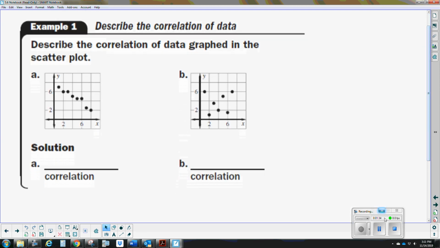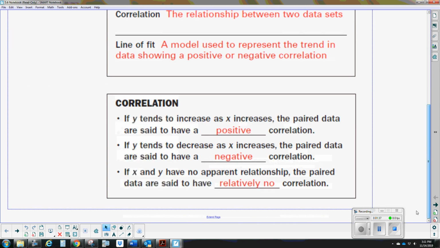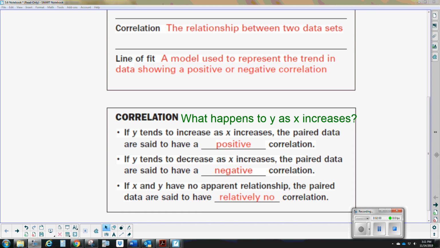Oh, let's see, I skipped a part. When we talk about correlation, this correlation is like our slope. So as x increases, remember we read a line to determine the slope from left to right. So as x increases, what is happening to the y? And if our slope is positive, so if we have a positive correlation, that means that y goes up as x goes up. So that paired data has a positive correlation.